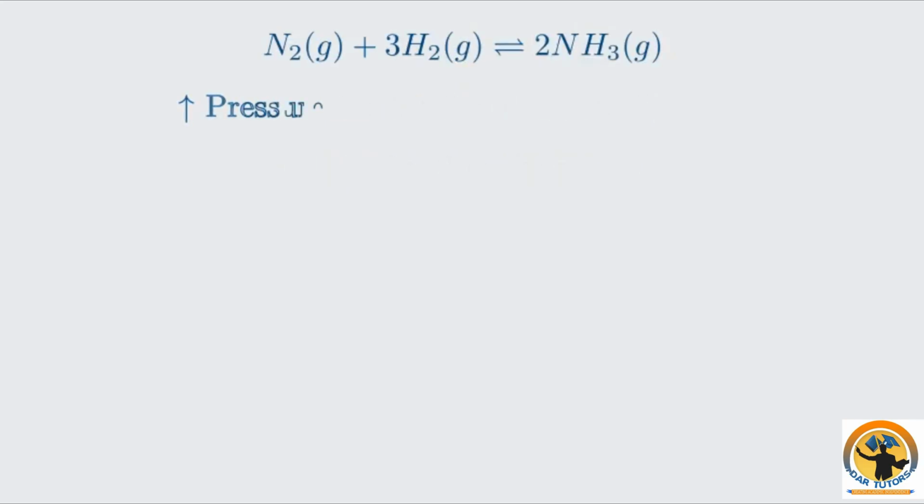An increase in pressure will cause the equilibrium to shift to the side with fewer gas moles to reduce the pressure. In this case, that's the right side, the product side. Therefore, an increase in pressure will favor the production of ammonia, shifting the equilibrium to the right. This is why the Haber process is conducted at very high pressures. It maximizes the yield of the desired product, ammonia.